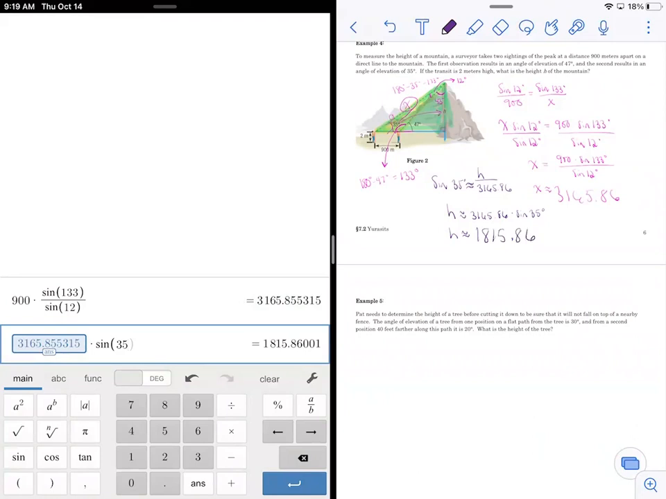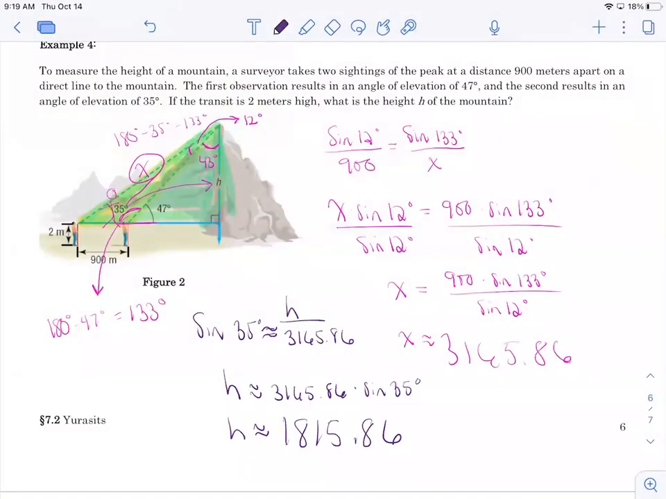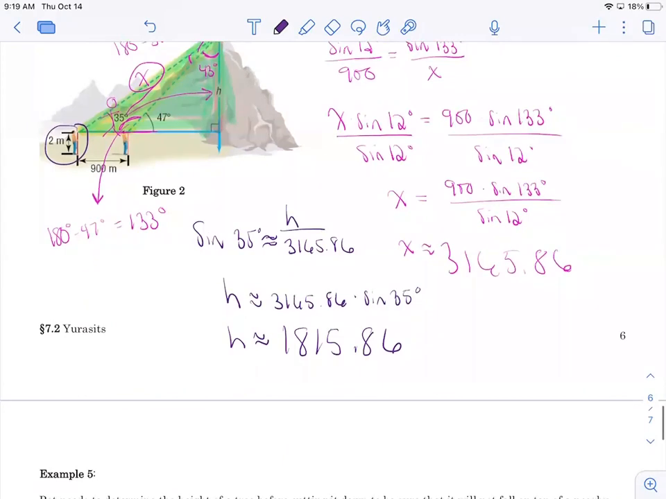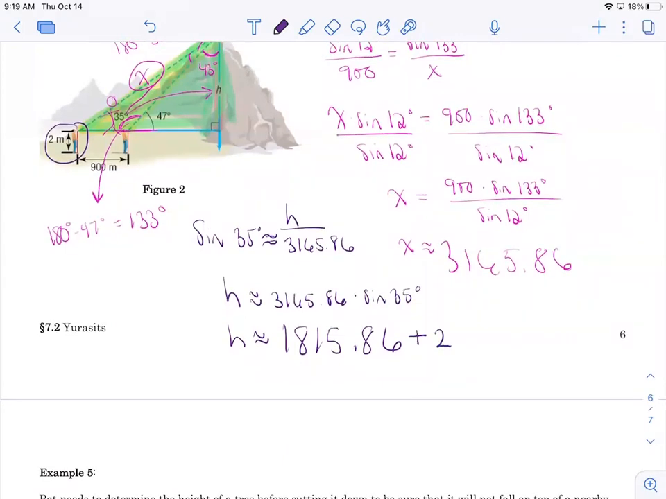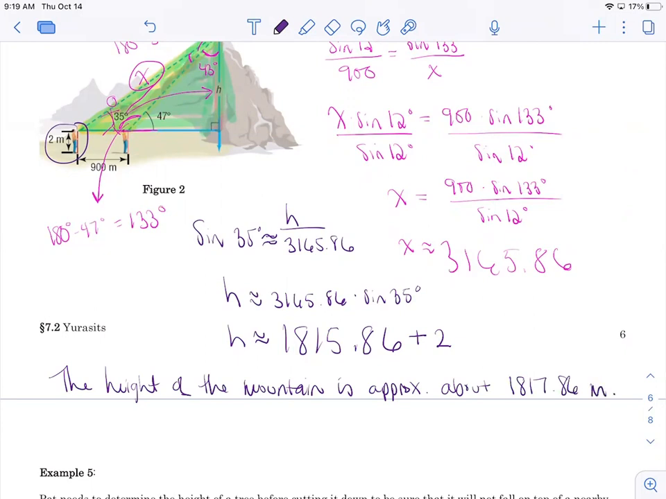Now, the key thing is that that's the height we found, but remember, we still have 2 meters with our surveyor. So for the total height, we want to add that 2 meters. So the height of the mountain, again, full sentence when you're solving applications, is approximately, because I did round, so I like to say approximately, about 1,817.86, and our units are meters.